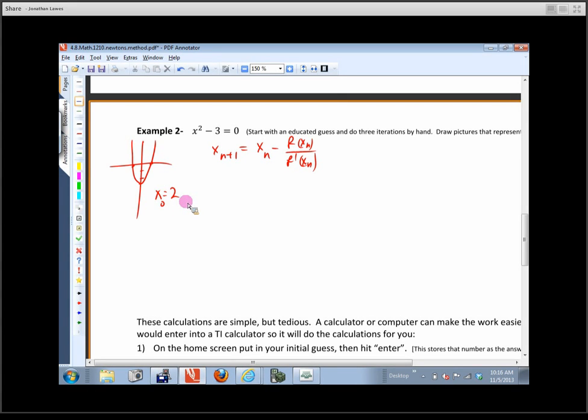Now, in order to make this calculation, I'm going to need to figure out what the function is. I need a function, and I need a derivative of that function. Well, the function is just what we're working with here, what we've set equal to 0. So that's just going to be x squared minus 3. And the derivative of that function is just going to be 2x. So the way I like to do these is I just like to circle this one. Here's my first guess. There's my initial guess.